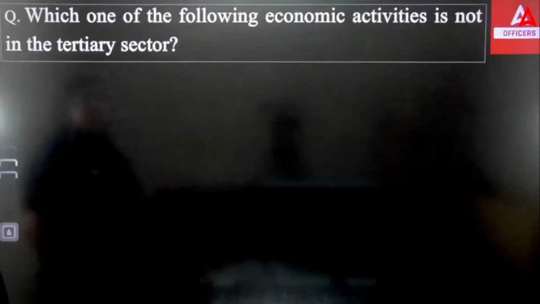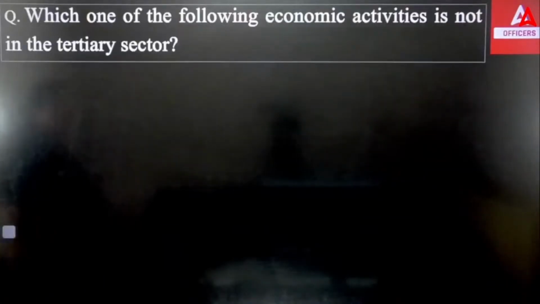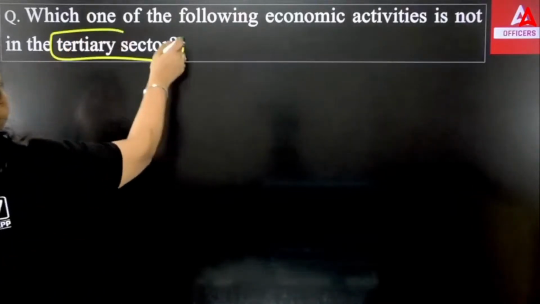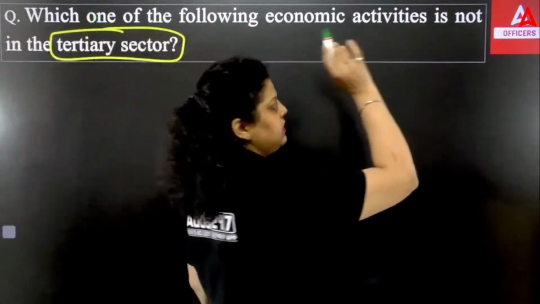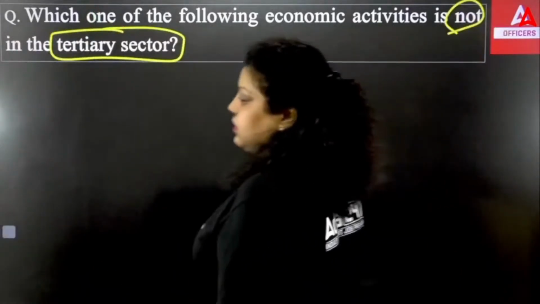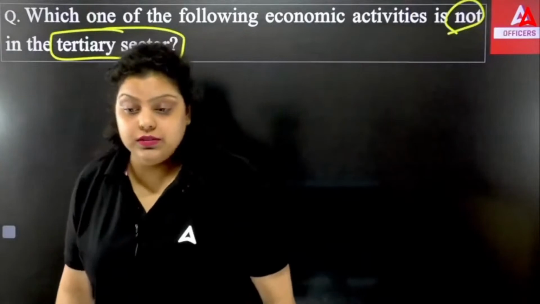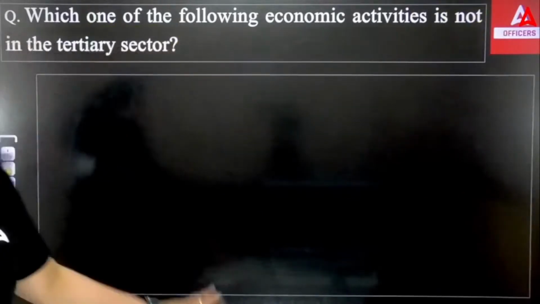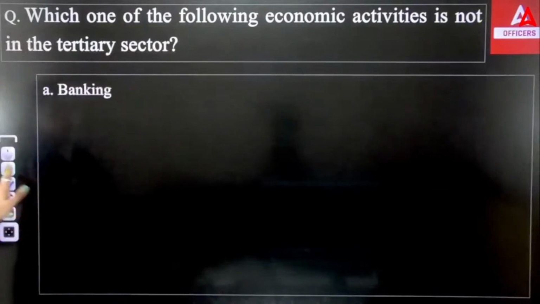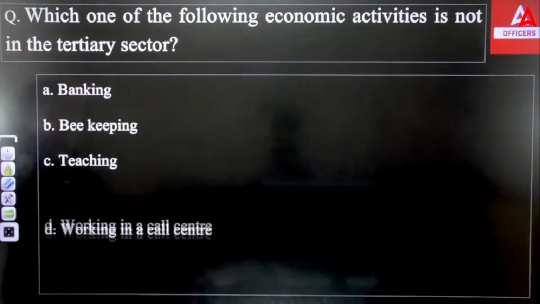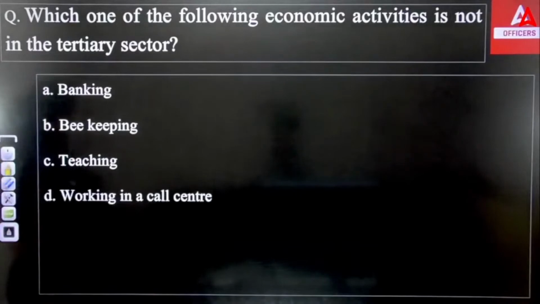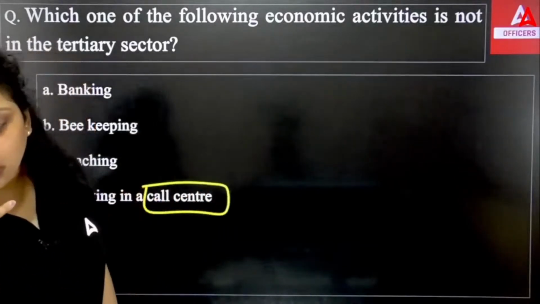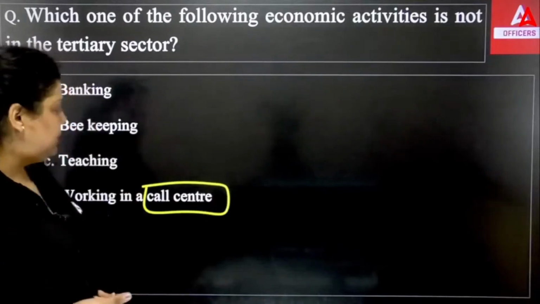Next question is talking about which of the following economic activities is not in the tertiary sector. So tertiary sector is the service sector, we already know, and you have to tell which of the following activities is not a part of the service sector. The first option is banking, second beekeeping, third teaching, and fourth working in the call center. So you can see, if you are working in a call center, what are you doing? You are providing on-call consultancy, that's a service sector.